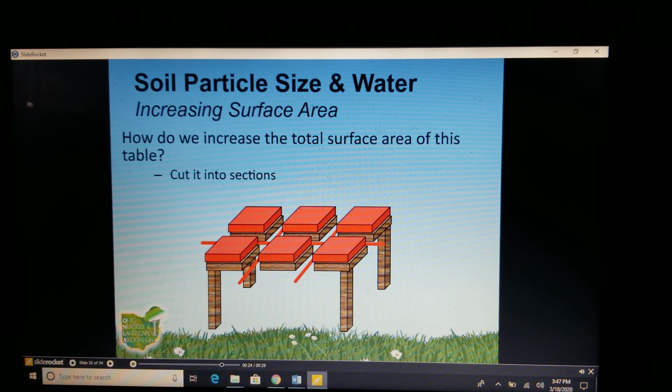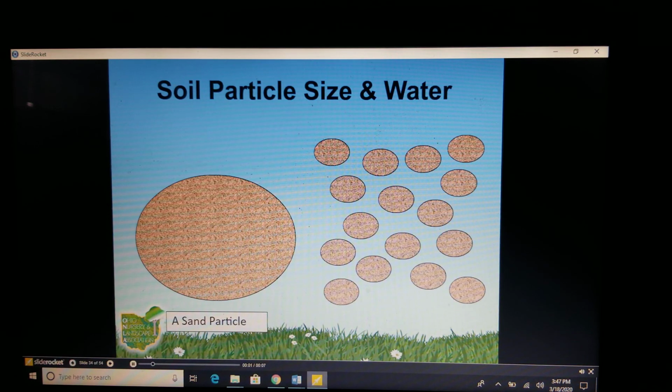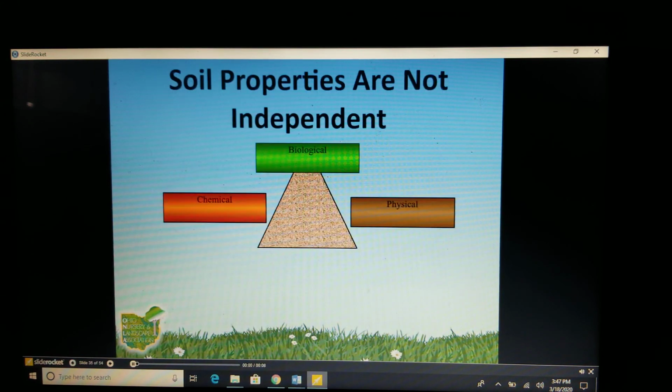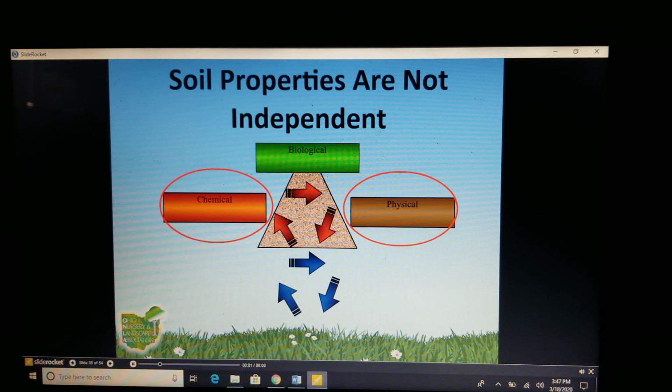Imagine the uncut table as a sand particle and the cut table pieces as clay particles. Clay particles have a greater surface to volume ratio. Collectively, they can hold onto more water than sand particles. Remember that the three properties of the soil interact. Let's look at how the chemical properties of soil can affect the physical properties of soil.